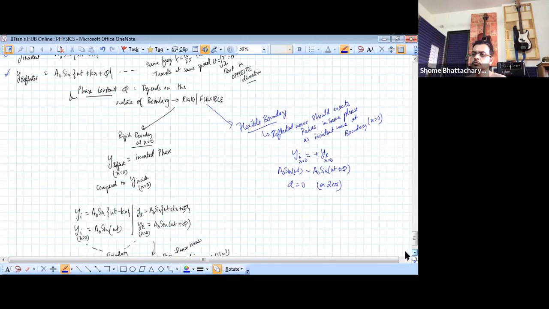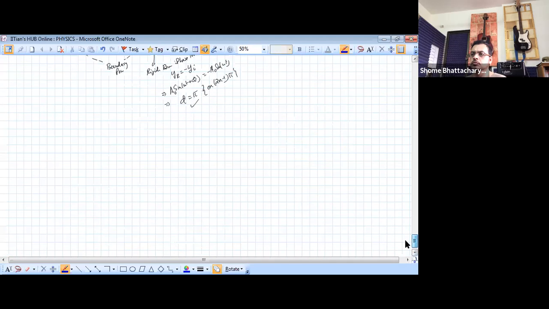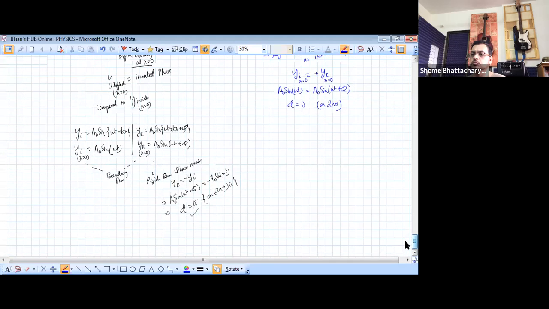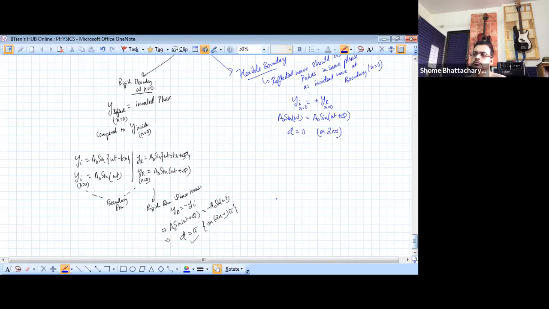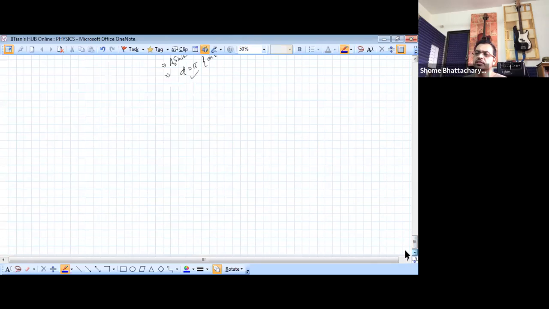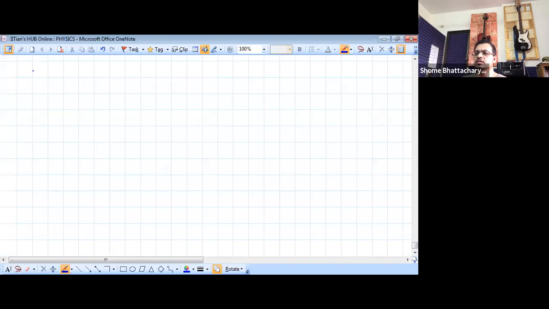Okay, so that's the concept of the phase constant for the reflected wave. Now next we come to a very interesting kind of equation where along with reflection there is transmission also happening. So these are the type of questions I've shown you in the worksheet also.